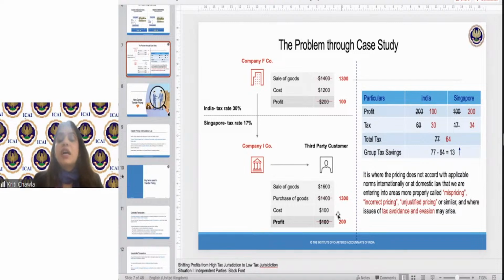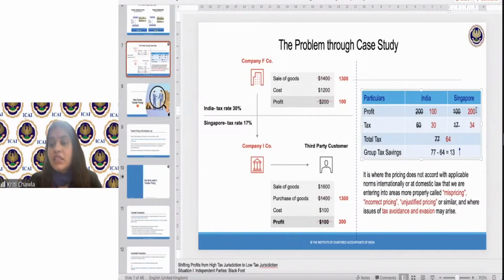So now the profit becomes 1,600 less 1,300 less 100, and now the profit becomes $200 in Singapore. The profit in Singapore is $200. The tax rate remains the same, which is 17%, which becomes $34. And now if you see, the group tax is 64. So 30 in India and 34 in Singapore, it becomes 64.